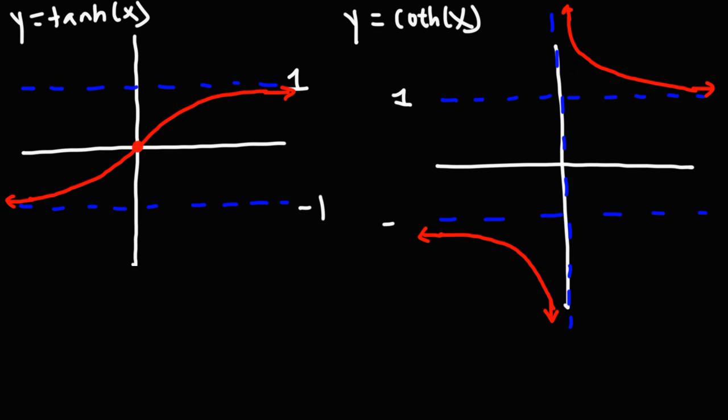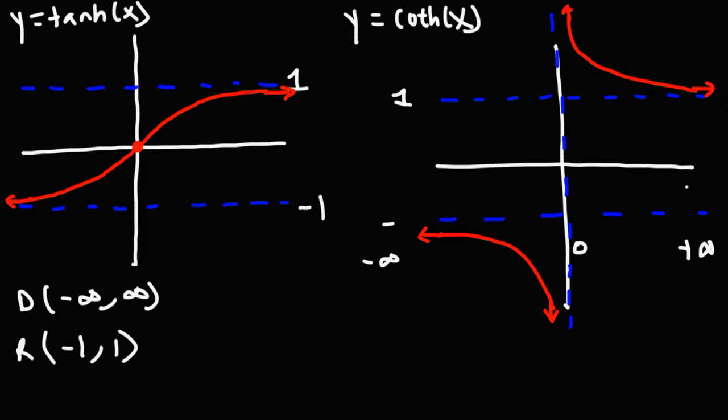So now let's talk about the domain and range. The domain for hyperbolic tangent, we can see that it's all real numbers. As for the range, it's bounded by the two horizontal asymptotes. Now for hyperbolic cotangent, we need to incorporate the vertical asymptote. So looking at it from left to right, x goes from negative infinity, it stops at 0 at the vertical asymptote, and x can continue towards positive infinity. So we just have to take out 0. So it's going to be negative infinity to 0, union 0 to infinity.